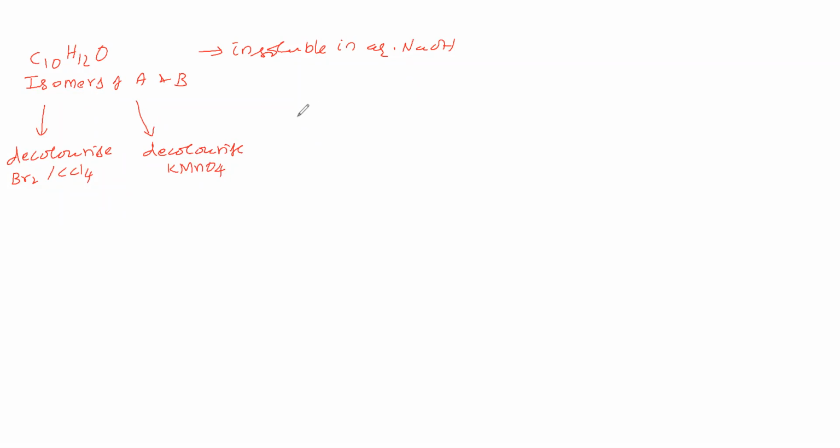Then A undergoes vigorous oxidation. A formula is C10H12O. Vigorous oxidation gives para-anisic acid. B undergoes vigorous oxidation to give a carboxylic acid.